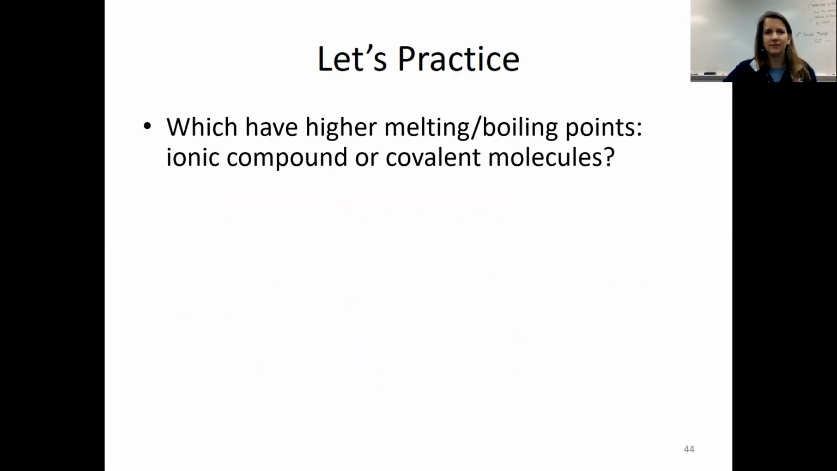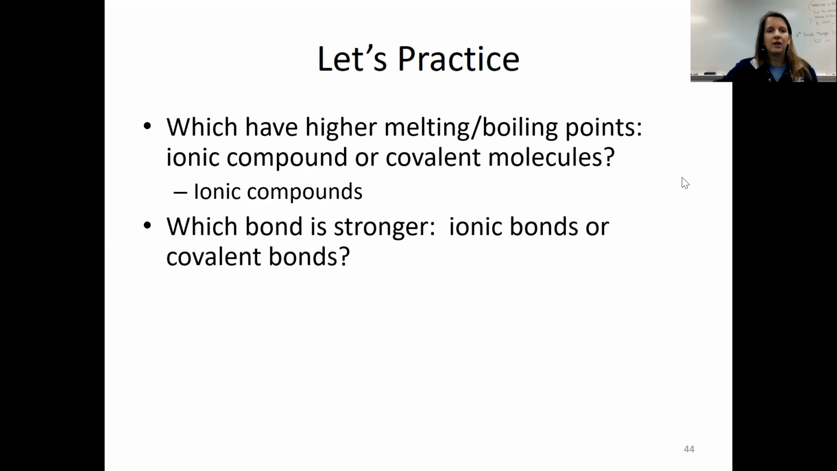So let's take a look at this. Which have higher melting points, ionic compounds or covalent molecules? We know that the higher ones are going to be ionic. Which bond is stronger, ionic or covalent? Ionic is. That should not say covalent, that should say ionic. Ionics are stronger. That's why they have the higher melting points and the higher boiling points. I will change this before I upload this into Schoology, okay?